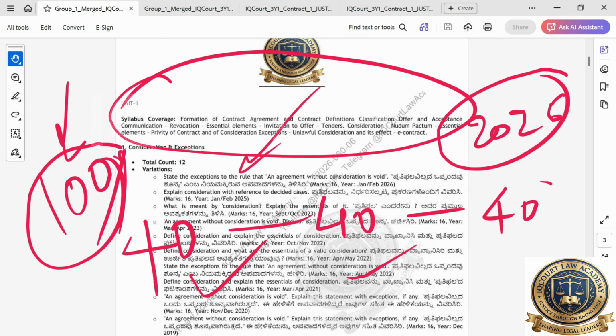We are also making complete videos on all the questions and all important concepts. If you study all the important questions, you will understand the core of the subject, and you can further elaborate on your own. In the study material, we have covered everything, all the points. We have given less explanation to points which are not important, and elaborated the points which are highly important and likely to come in the exam. That is the way we have designed IQCourt Law Academy study materials.